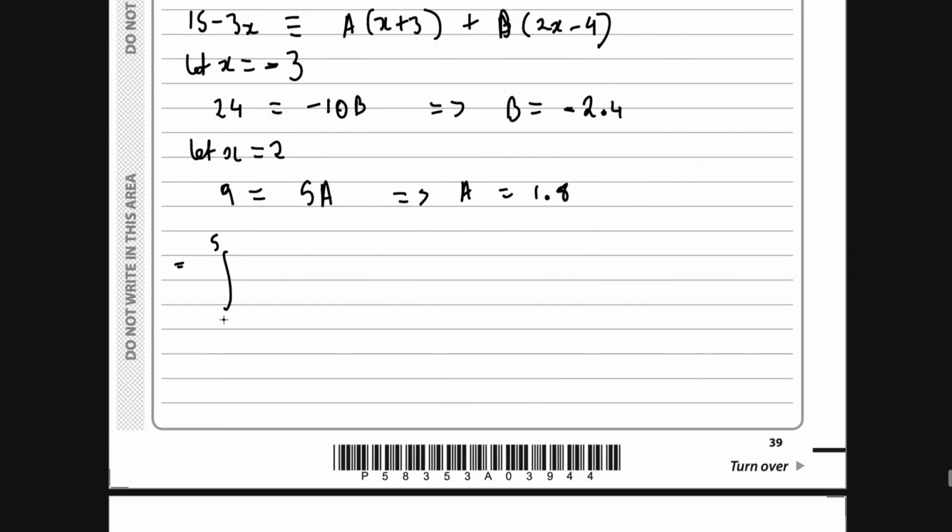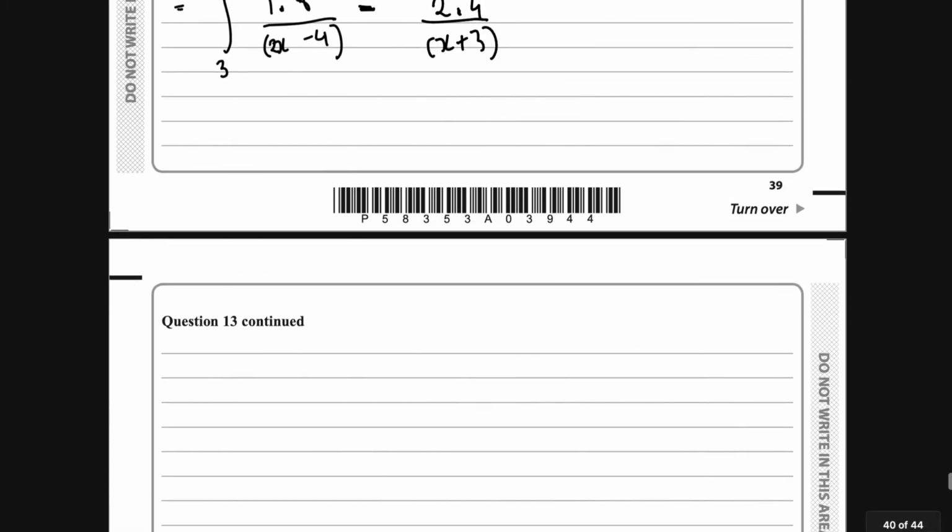Okay, so now we know that finding the integral of this is going to be the same as finding the integral between 5 and 3 of 1.8 over 2x minus 4, and remembering that this here is going to be a negative 2.4 over x plus 3. Okay, and now we're going to be integrating each of these expressions.